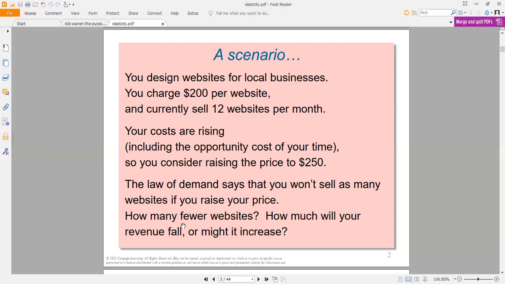And then how much will your revenue fall when you increase the price from 200 to 250? And then there's a reduction in the quantity demanded from 12 to whatever quantity that the consumers will now buy. How does that affect your total revenue? Is the total revenue going to increase? Is it actually going to fall? So we can answer all these when we have an idea about the price elasticity of demand for your website.